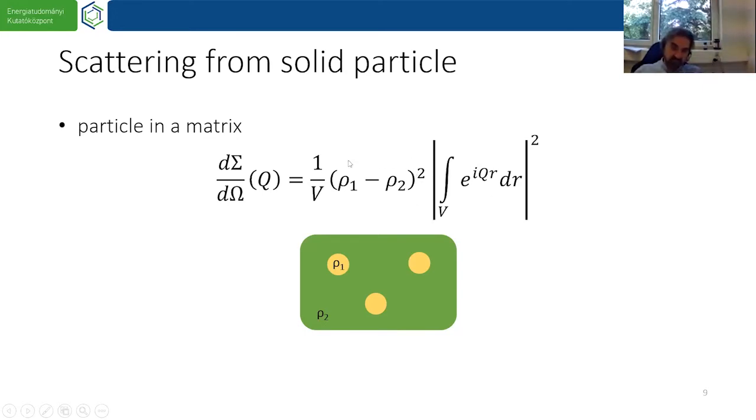There are two factors here. One is the contrast. Contrast is the density difference between the particle phase and the matrix phase. There are ways to improve or vary this contrast, and this is called contrast variation. And this factor is just for normalization. We don't deal with this now.